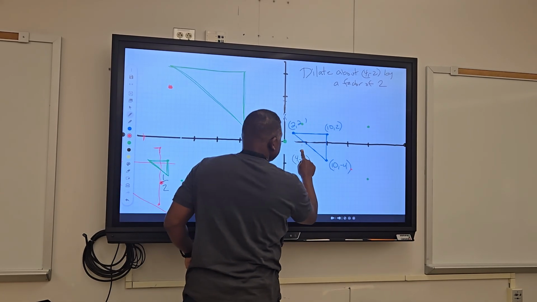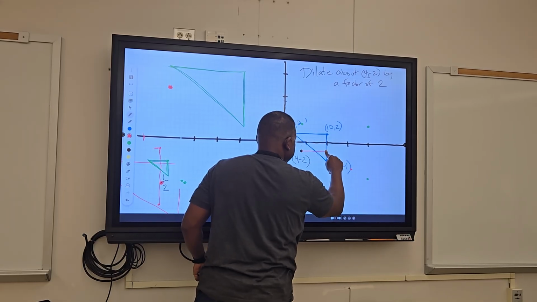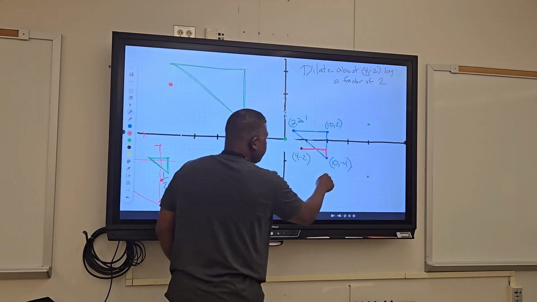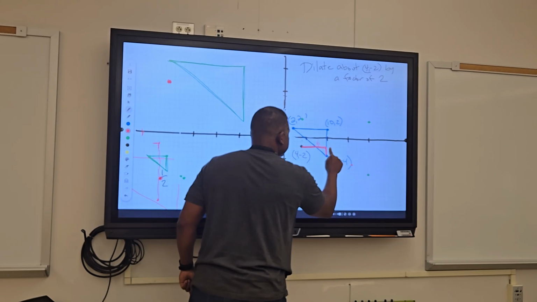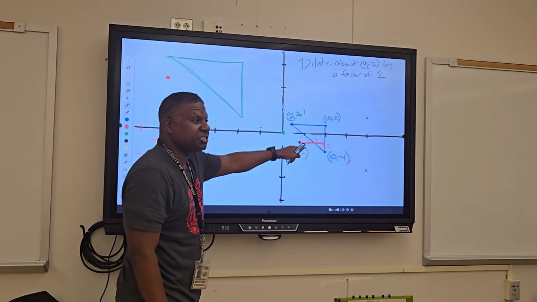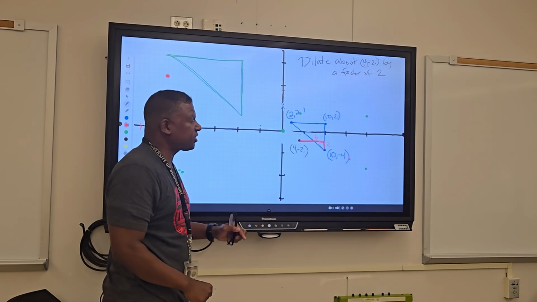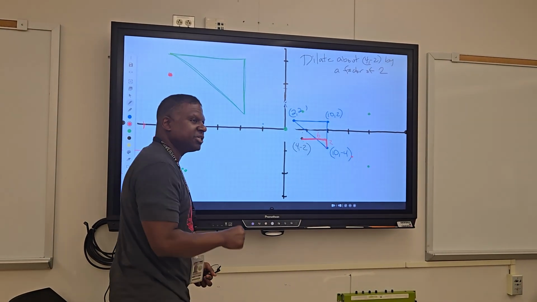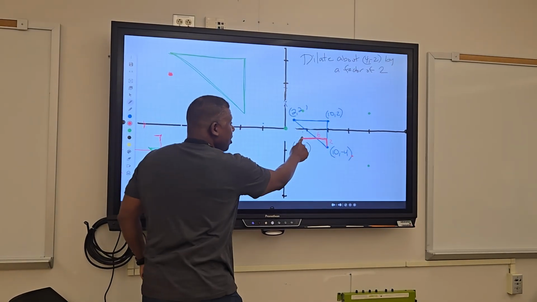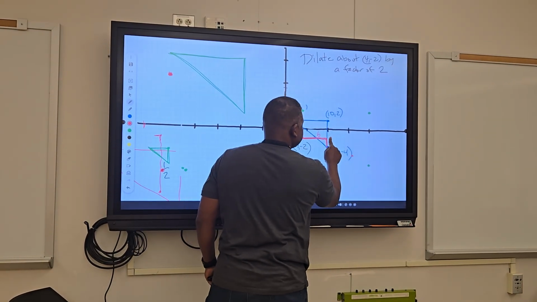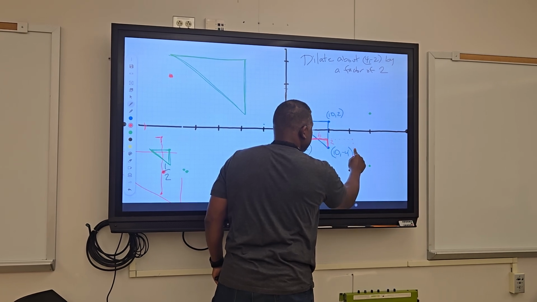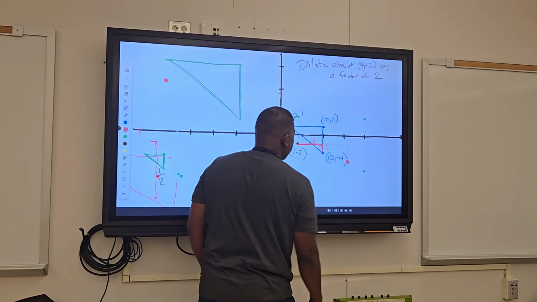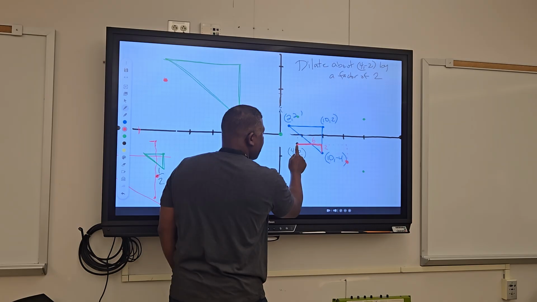If I look here, this is 6, 2. 10, negative 4 is 6, 2 away from my dilation center. If I'm dilating by a factor of 2, I'm going to double that. So instead of over 6 down 2, I'm going to double it to 12, 4 from the center. So 1, 2, 3, 4, 5, 6, 7, 8, 9, 10, 11, 12, and then 1, 2, 3, 4. So far, so good? So I'm going to end up with that point right there. So instead of 6, 2, I'm going 12, 4.